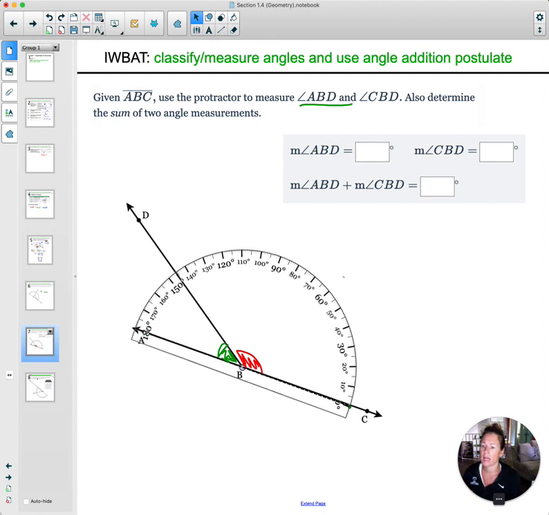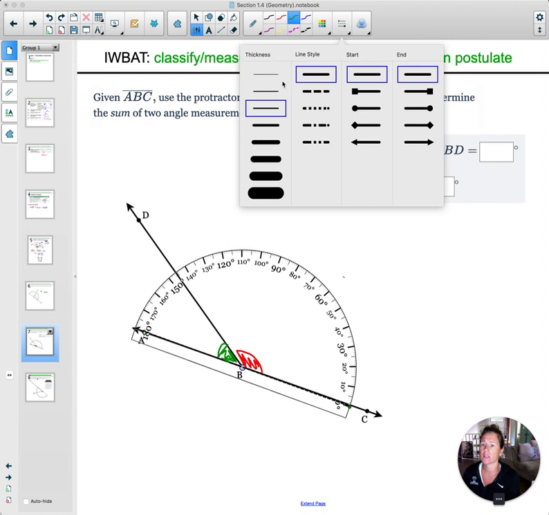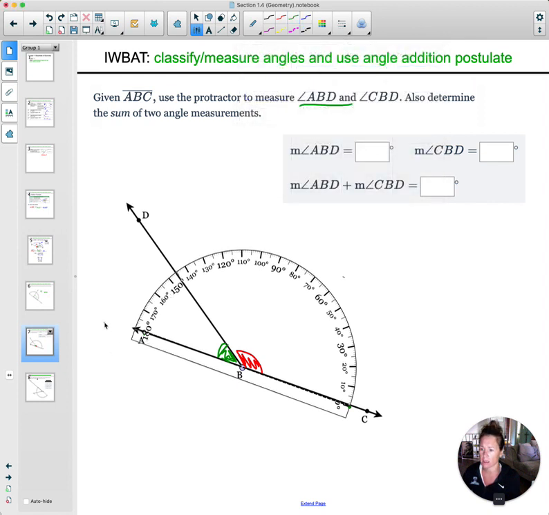Then it starts at 180, so now I'm just going to count backwards. For this angle, the way I have the protractor, this is 180. Going 10, 20, 30, 31, 32, 33, 34 degrees. So you can just count backwards that way instead of looking at the number going from 0 to that. So we got 34 for that angle ABD.